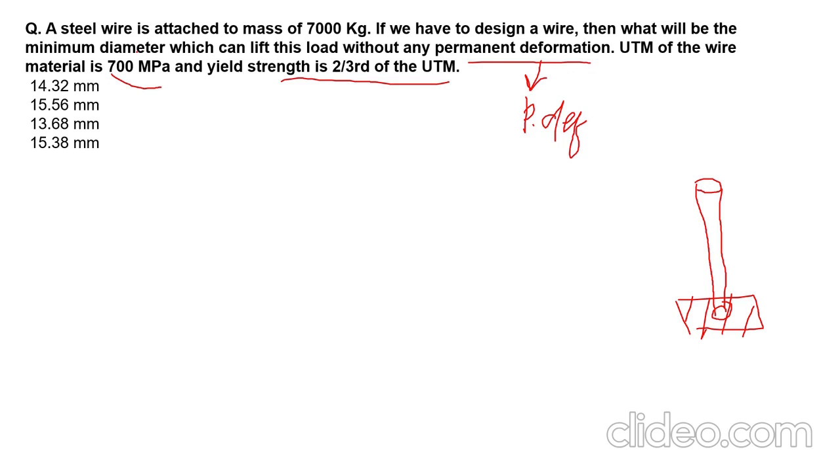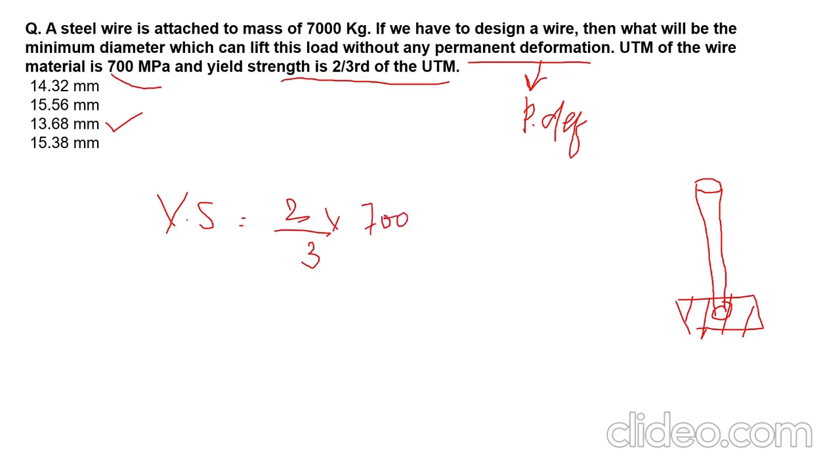Ma'am, I have got the third option as the answer, 13.68. Okay, so how will we approach this question? First, we know that UTM of the wire is 700 and your yield strength is 2/3 of that. So yield strength is equal to 2/3 of your ultimate tensile, which is 700. So this is your yield strength.